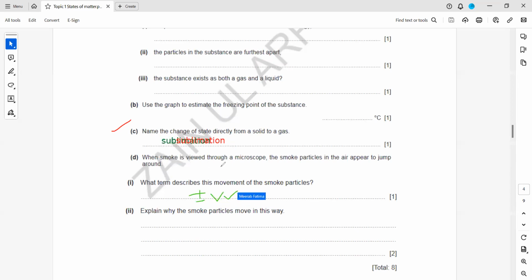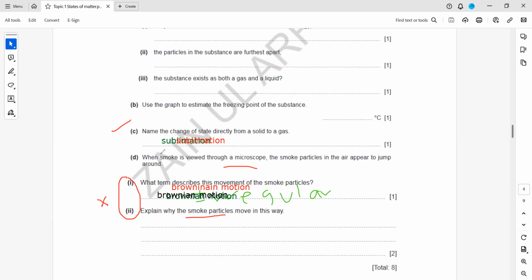When smoke is viewed through a microscope, the smoke particles appear to jump around. What do we call this? Brownian motion. But Brownian motion, or random motion, has been removed from the chemistry syllabus. So these two parts, D1 and D2, are not part of the new syllabus. But in physics, it is there.